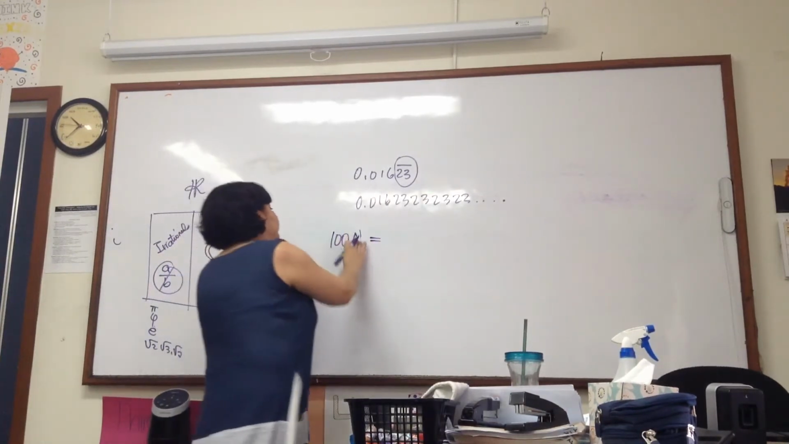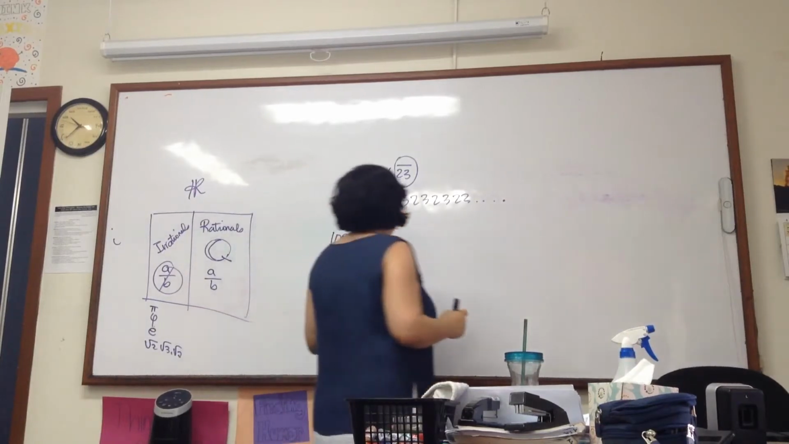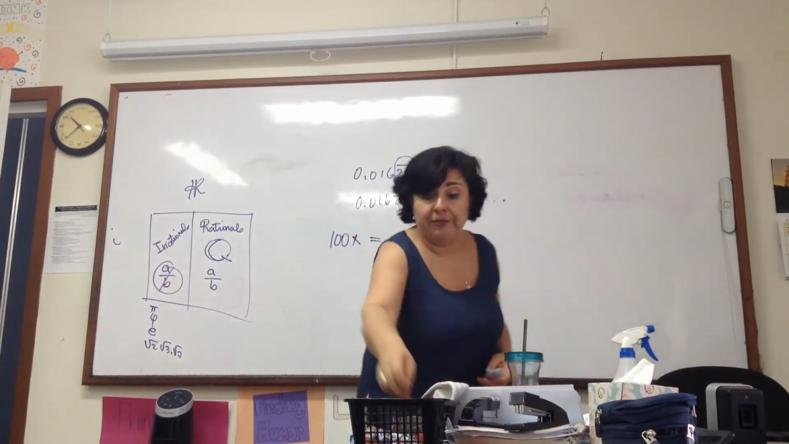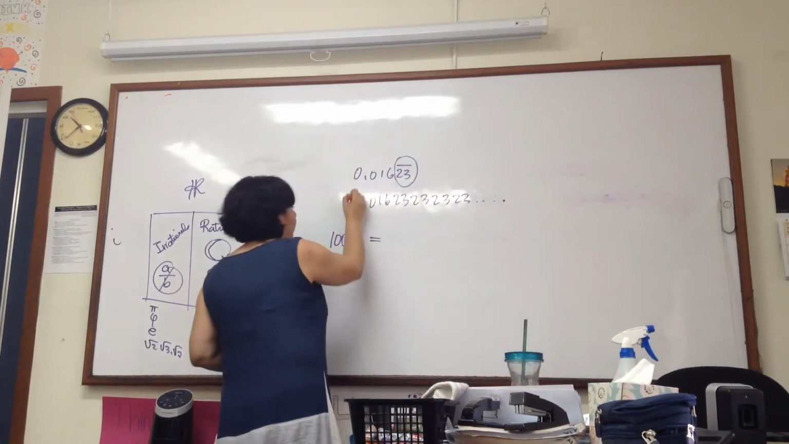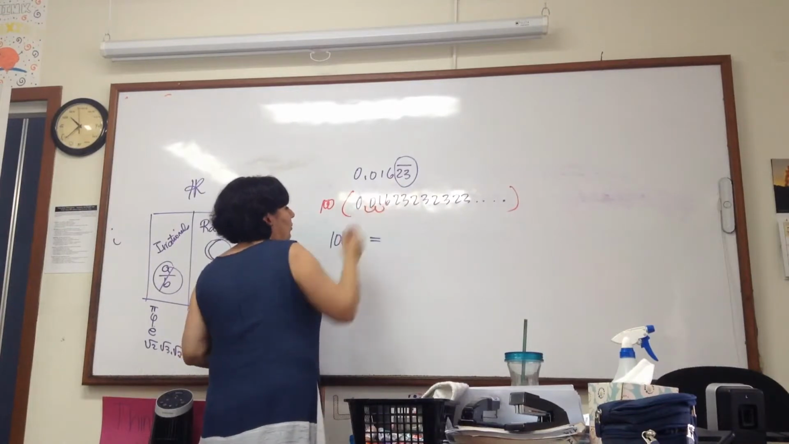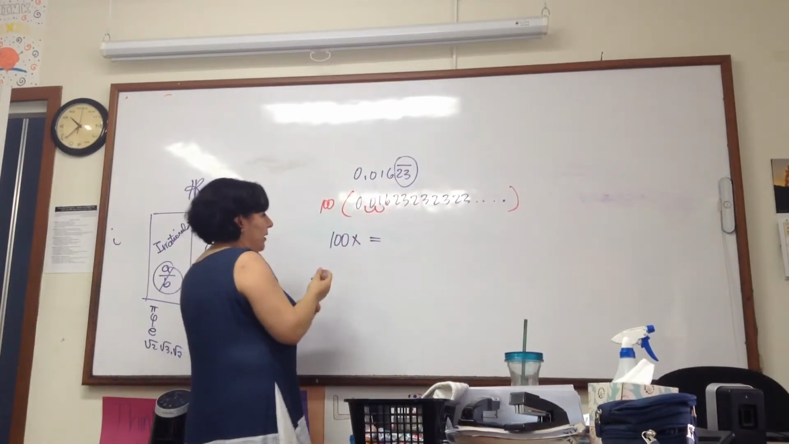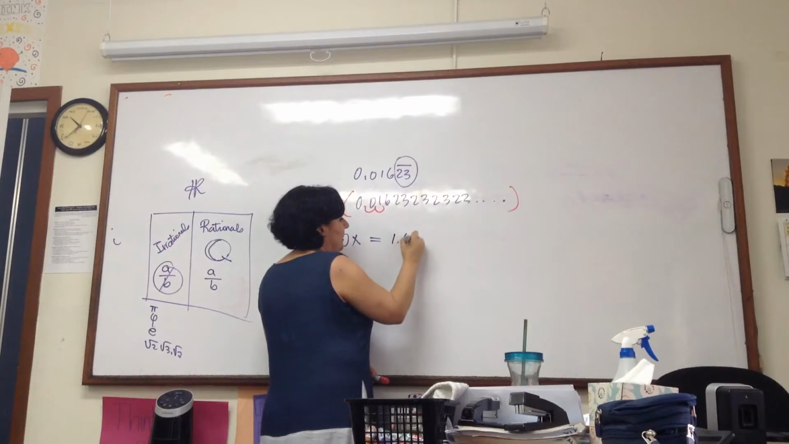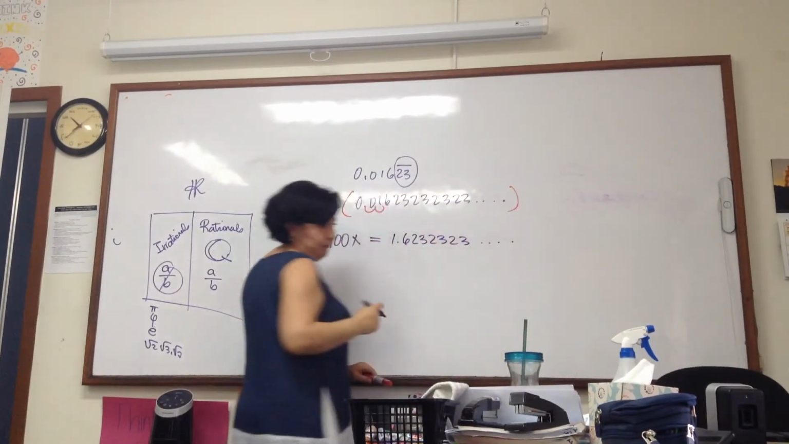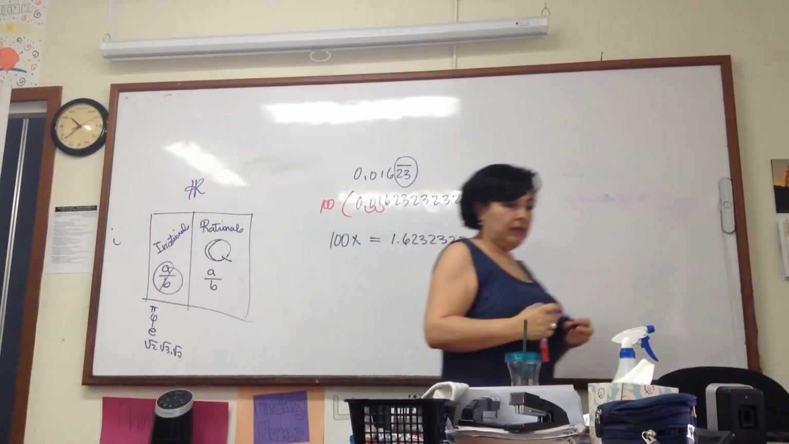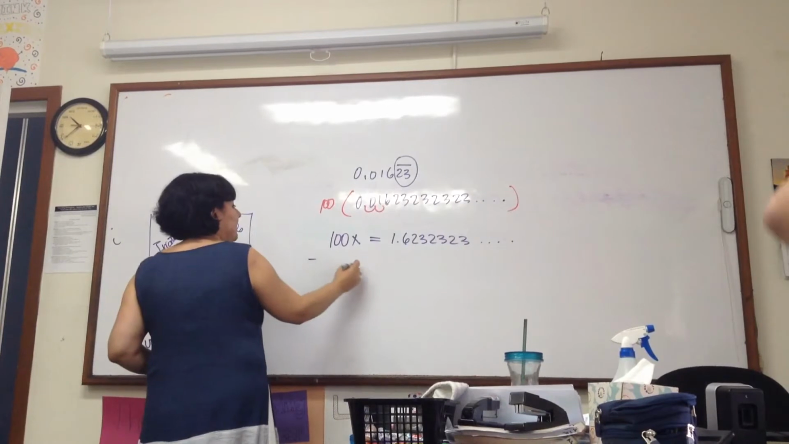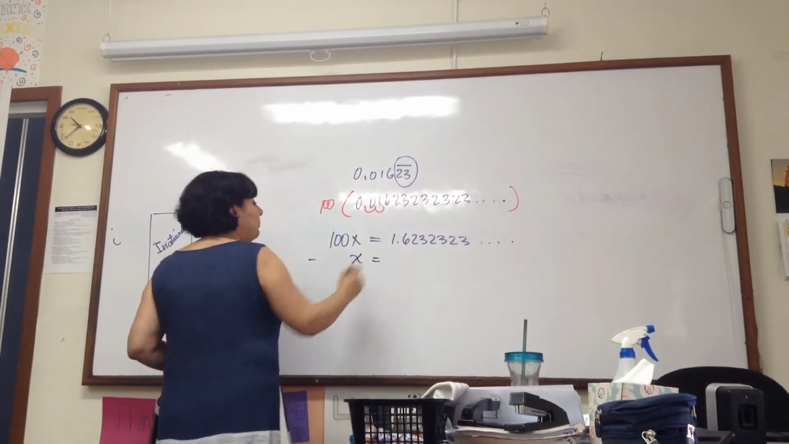100x would be this number multiplied by 100, which would be 1.6232323 and so on. Now it's subtracted by the original. Why are we doing this? Minus x, which would be 0.01623 periodical.